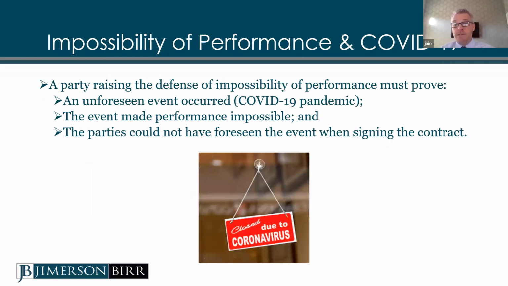A party raising this defense must prove that the unforeseen event occurred, i.e. COVID-19. The event made performance impossible, and the parties could not have foreseen the event when signing the contract. That last one is tough, because people will make the argument that something like this was foreseeable, or a hurricane was foreseeable, bad weather was foreseeable. But those are the three things that you're going to have to prove in order to raise that defense of impossibility of performance.